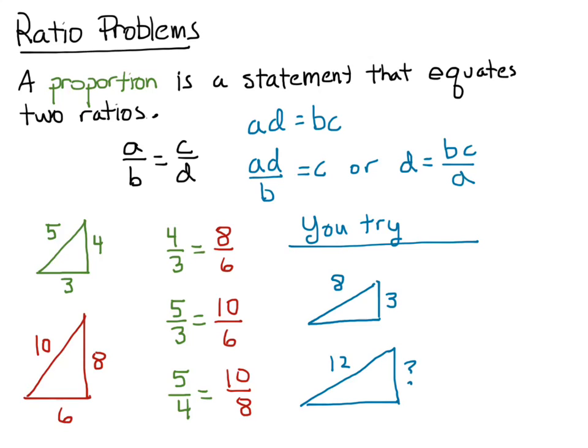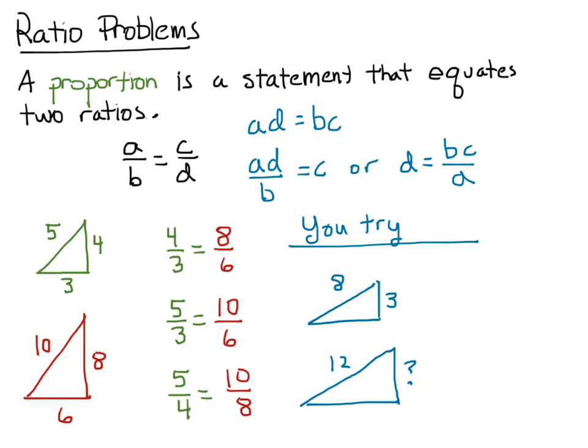I set up 8 over 3 equals 12 over x, and then cross multiply. Okay. To get 8x equals 36. And then you have to divide it out, so you get 36 over 8, which reduces to 9 halves. Okay, very good. Everybody follow that? Good explanation, too. Okay, so you set up your ratios, and then you multiply it out, and then solve for your unknown, and then reduce your fraction. 9 halves is a perfectly good answer here.